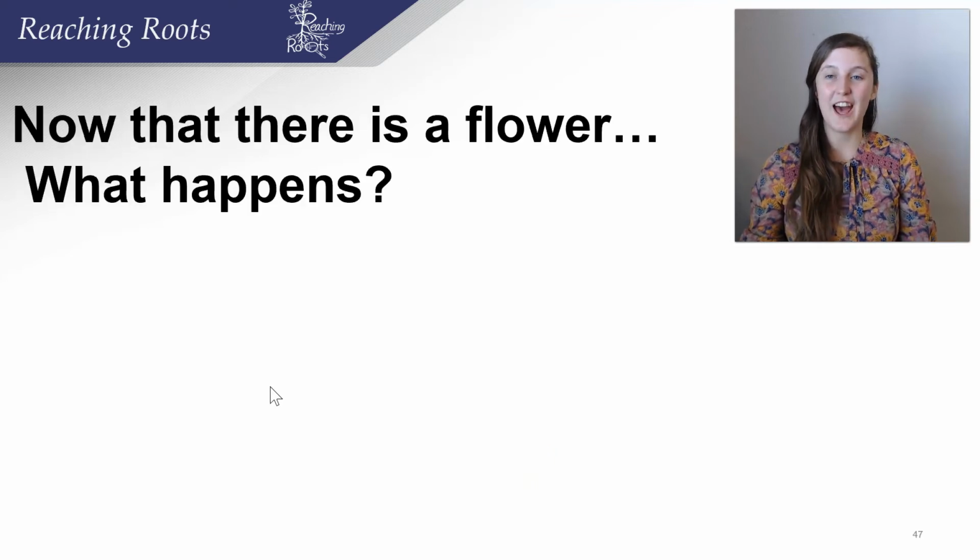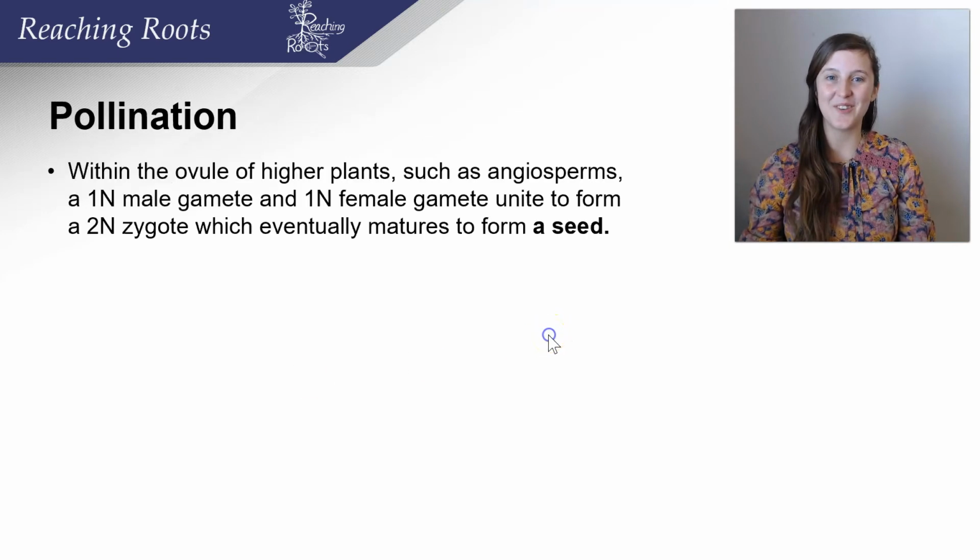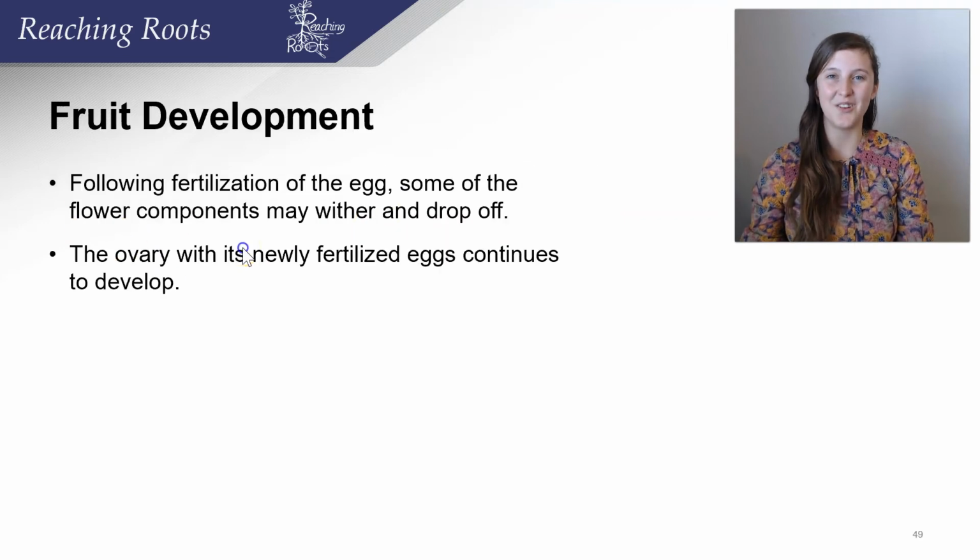Now that we've covered how plants know when to flower, let's talk about what happens when the plant does flower. After the plant flowers, pollination will occur, usually assisted by pollinators such as honeybees. Within the ovule of the plant, such as an angiosperm, a 1N male gamete and a 1N female gamete unite to form a 2N zygote, which eventually matures to form a seed. So 1N from the male plant parts and 1N from the female plant parts form a 2N zygote.